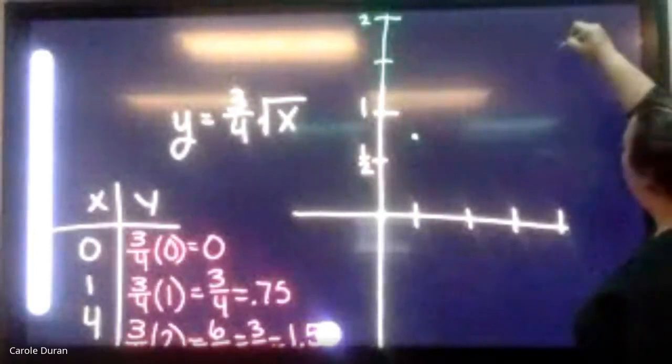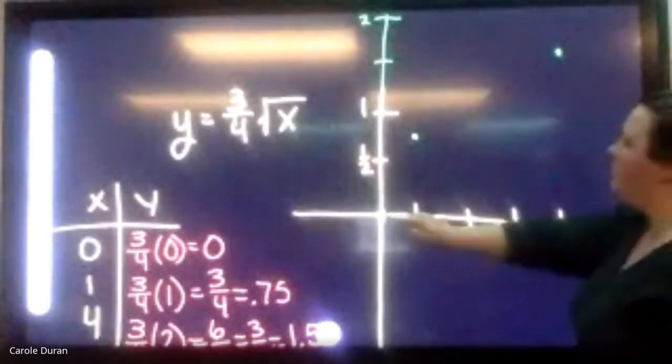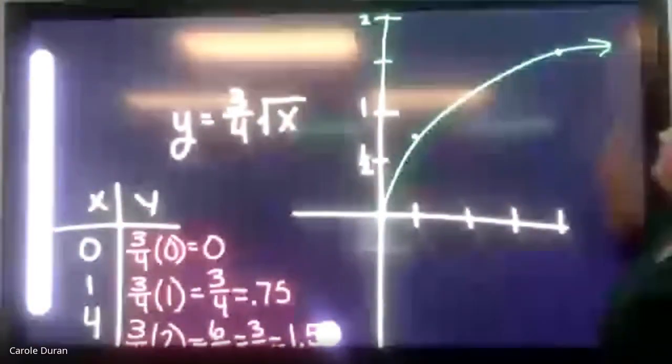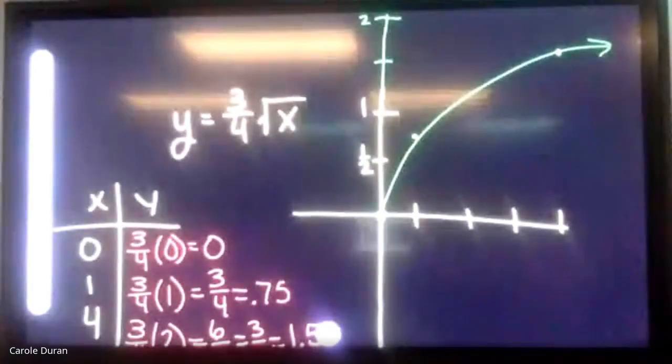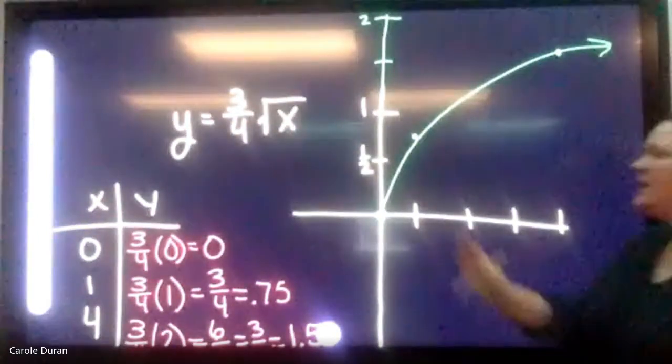So I go to 4, I go to 1.5, and then when I have my 3 points, I draw my curve. Again, your graph should start at whatever your first point was and continue indefinitely as it grows.